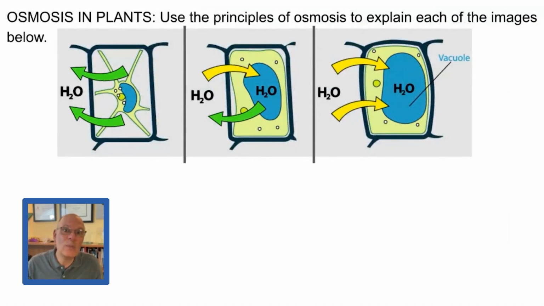Let's go on. Osmosis in plants. Use the principles of osmosis to explain each of the images. For those of you in the listening audience, I have 3 diagrams. The first one shows a kind of shriveled up plant cell, and water is leaving that cell. In the middle diagram, water's leaving and entering at the same rate. And in the cell on the right, water is entering the cell, and you can see how the vacuole is much bigger in the cell on the right than it is in the cell in the middle, than it is in the cell on the left.